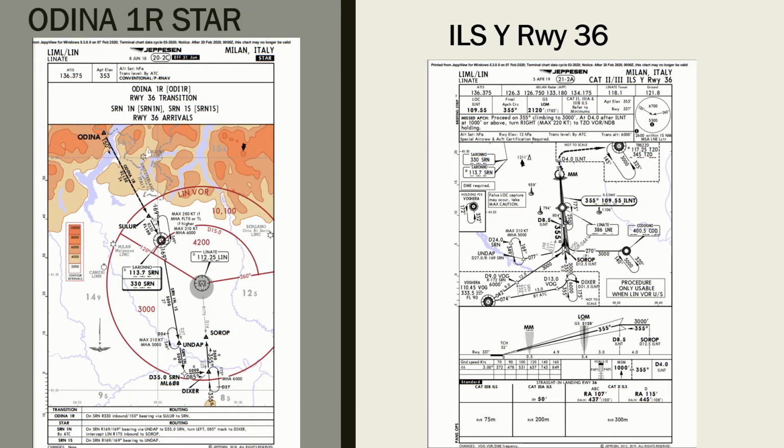As we said, the Odina 1R runway 36 transition is what we expect to fly once we get to Italy. As shown below, we're going to fly Odina to the Serrano VOR down to Unda, and about 8 miles south we'll be transitioning to the ILS 36 runway, starting from Dixa to Sorup and eventually down to runway 36.